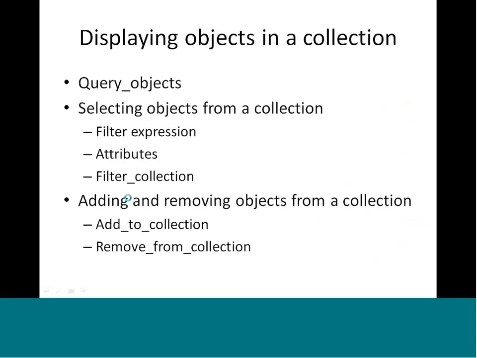So if you want to display objects in a collection, we use the query objects command, and for selecting objects from a collection, again filter expression is one, attributes. So to select an object from a collection we can use a filter option or the filter collection command. This one is like with filter and then a whole bunch of attributes.